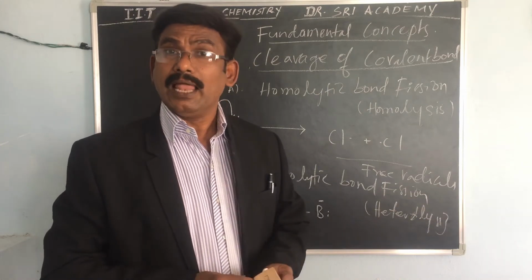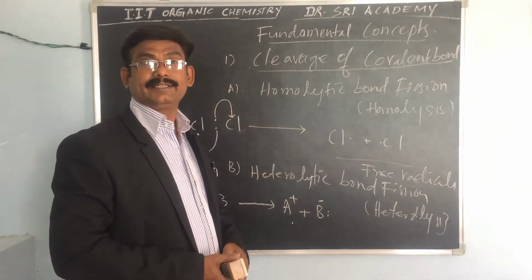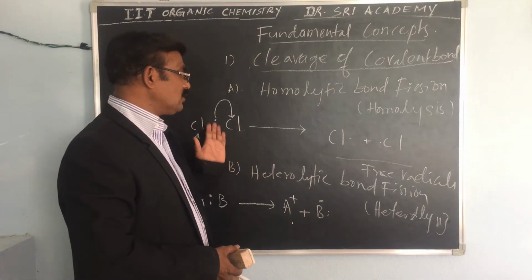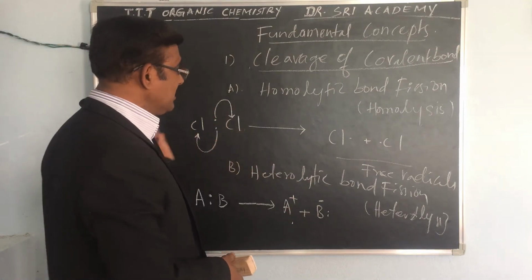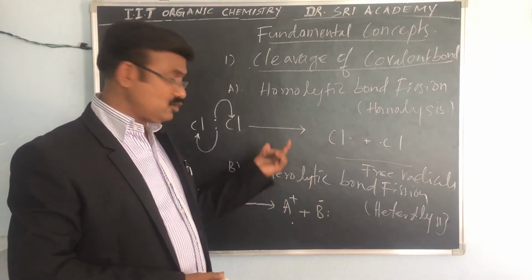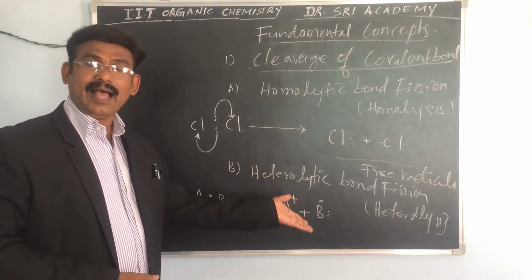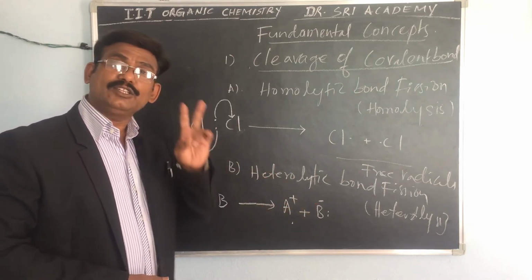It looks simple, but it is most useful for researchers. In homolytic cleavage of molecules, free radical formation takes place in the mechanism, which is very, very useful. And in heterolytic cleavage, a cation and an anion are formed. Anion means containing the two electrons.